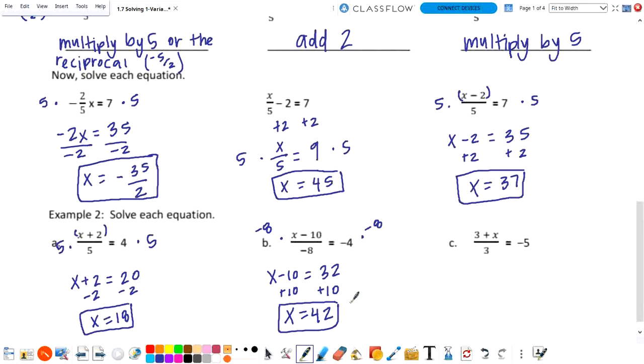Last one, 3 plus x over 3 equals negative 5. Once again, getting rid of that denominator. So we're going to multiply by 3. And we're left with 3 plus x. Negative 5 times 3 is going to give us negative 15. And now this 3 is being added and it's positive. So we're going to subtract 3. Negative 15 minus 3 is going to stay negative. We'll have negative 18.